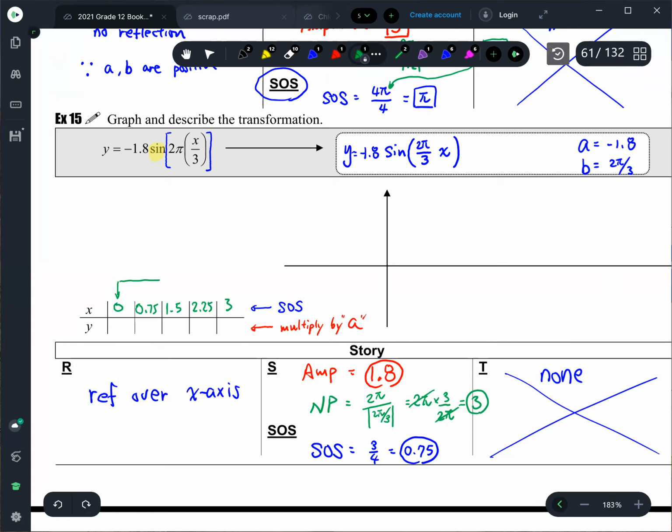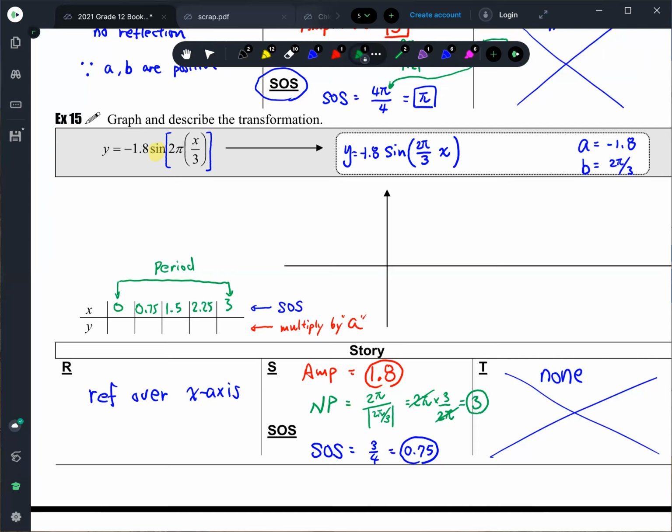So if you want to check if you added right, you look at the beginning, right? You look at the end. They are 3 apart, right? This is your period. 0 to 3, right? The distance is 3, so that matches your new period. That means you added correctly, okay? If you find the distance is longer or shorter than the period, then you did something wrong in between.